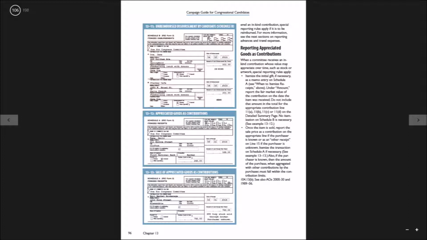Once the item is sold, report the sale price as a contribution on the appropriate line if the purchaser is known, or as an other receipt on line 15 if the purchaser is unknown. Itemize the transaction on Schedule A.